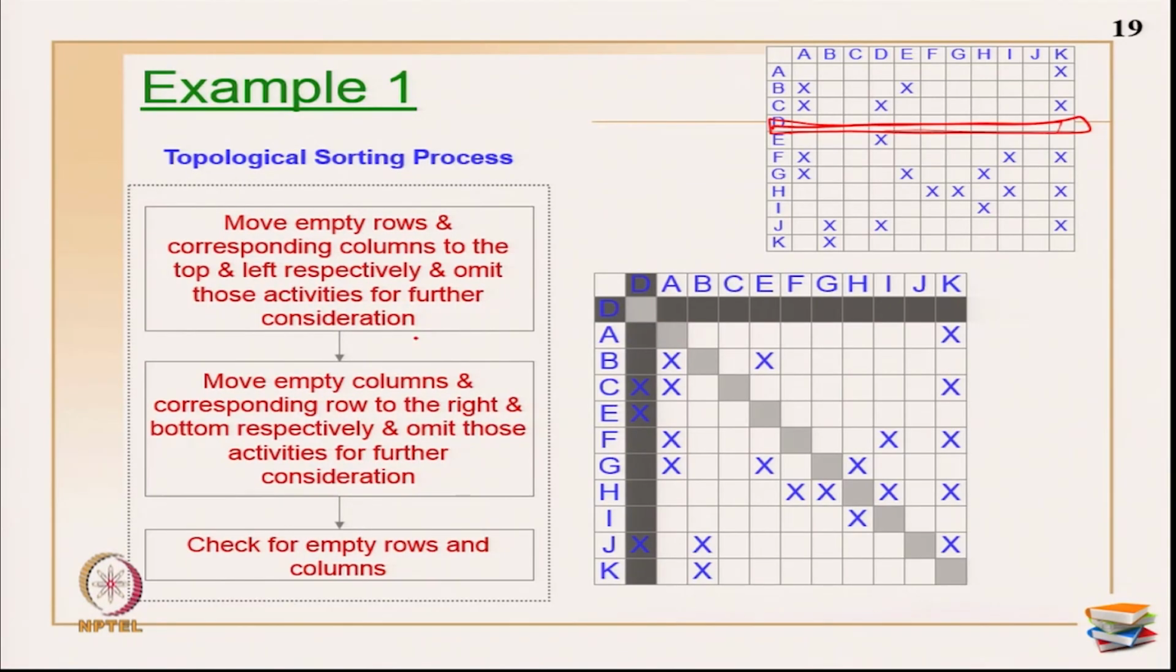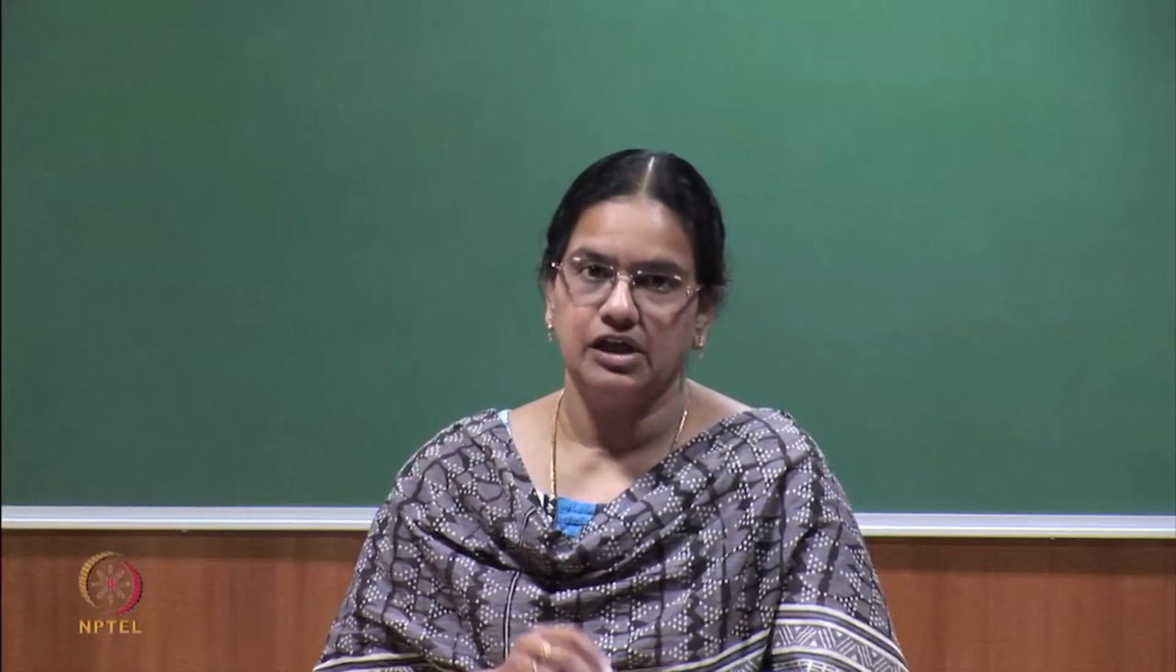Now, what we have to do is omit those activities from further consideration. In the first step, I have written to move them to the top and left, and then not include them in the further calculations. So, I have identified D as my first activity, and I am going to ignore it in my further analysis. Now, you can repeat the process of identifying empty rows again, or you can go to the other step of identifying empty columns, and you can swap this up and down.